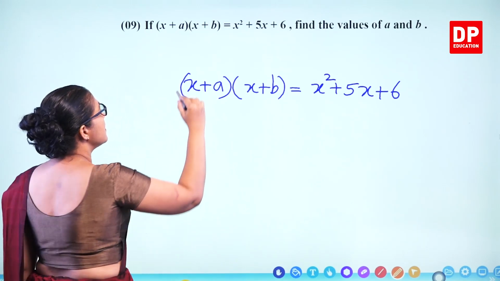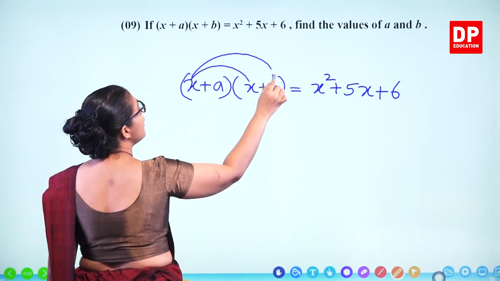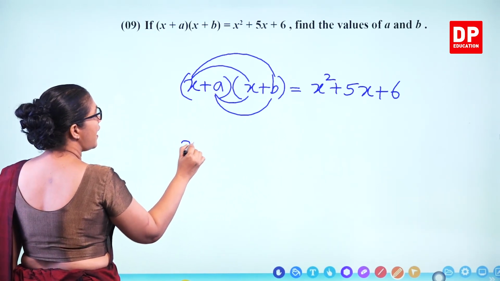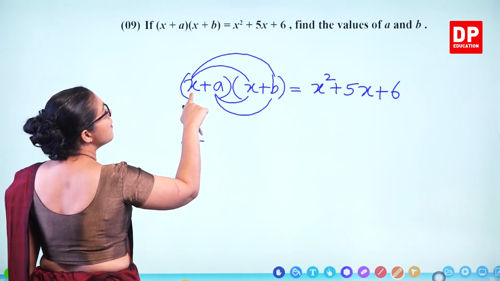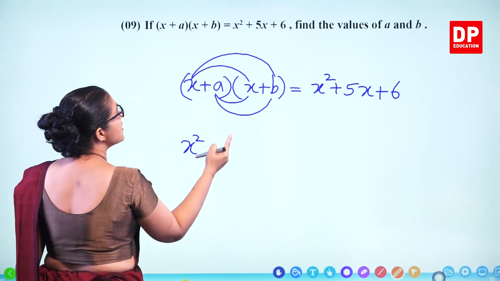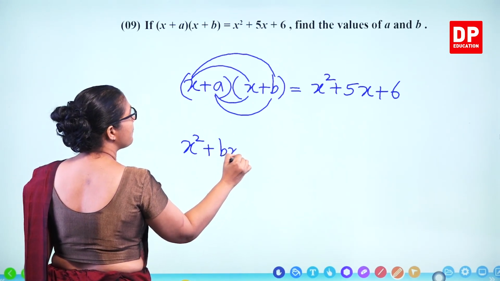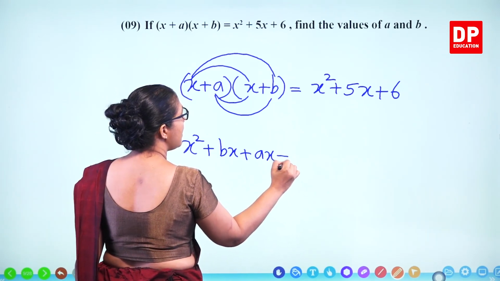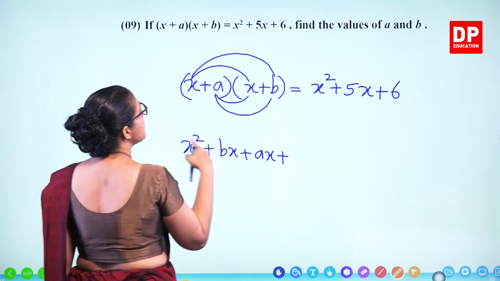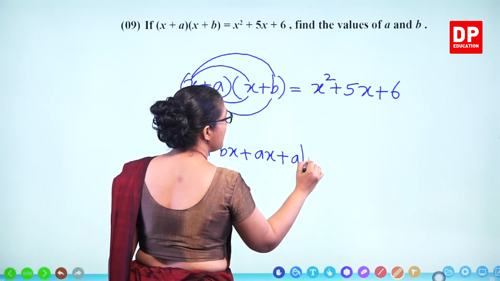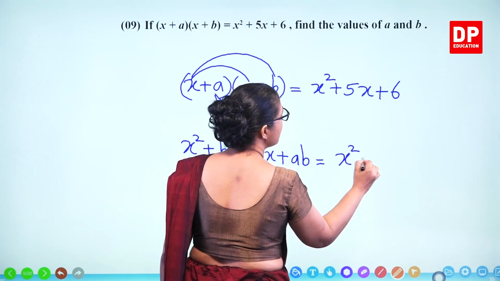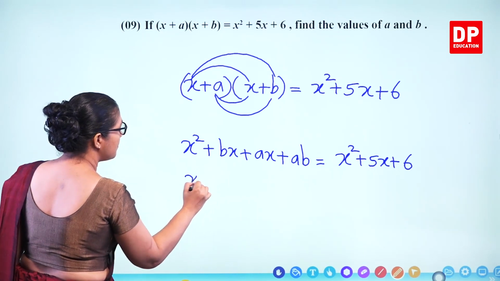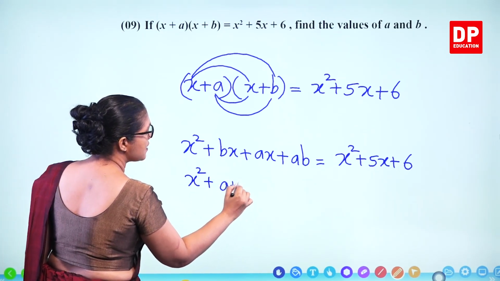How do you expand this? Foil method, can you remember? Or rainbow method? First with first, x squared, x into x. Then outside numbers, x into b, bx. And inside numbers, ax. And last numbers, a into b, ab. That's equal to this. Now when you take the x term out, you get a plus b.